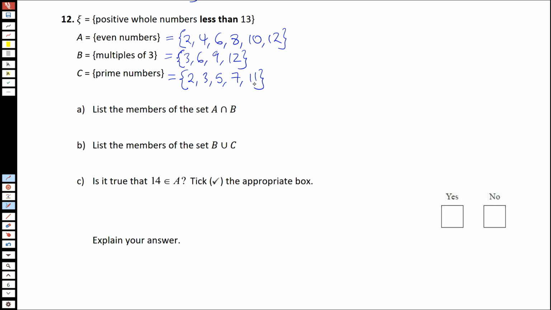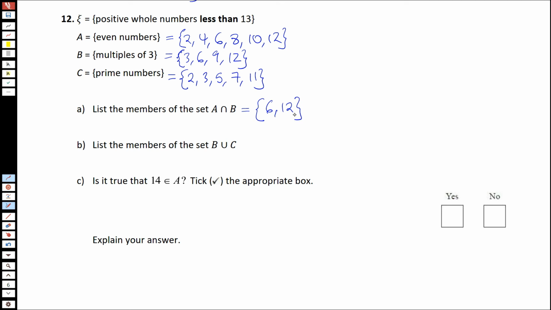So list the members of the set A and B. So these are basically the intersection of these two sets, or what is in both set A and B. Now, by inspection, we can see that 6 and 12 are both in set A and B. So that will be 6 and 12.